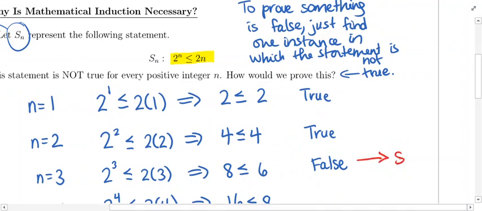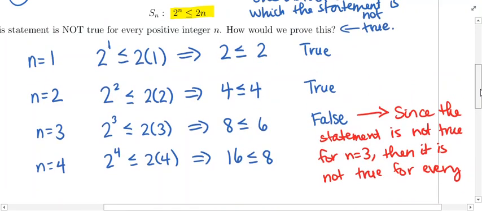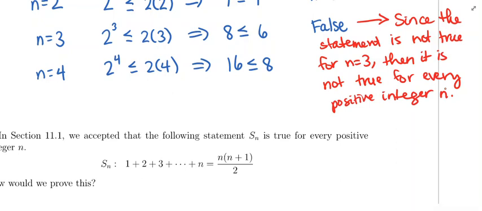Since the statement is not true for n equals 3, then it is not true for every, let me see how it was worded up here, every positive integer n.